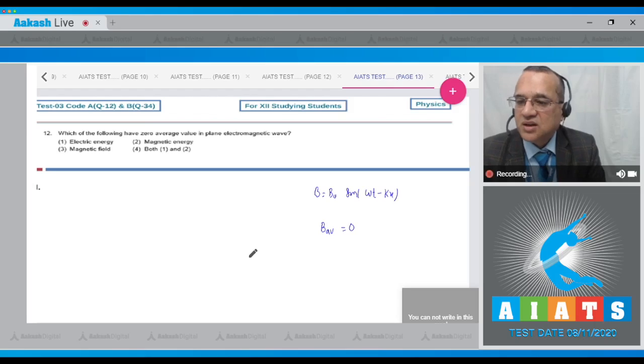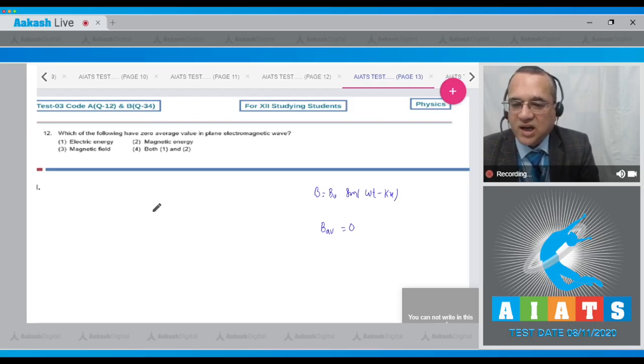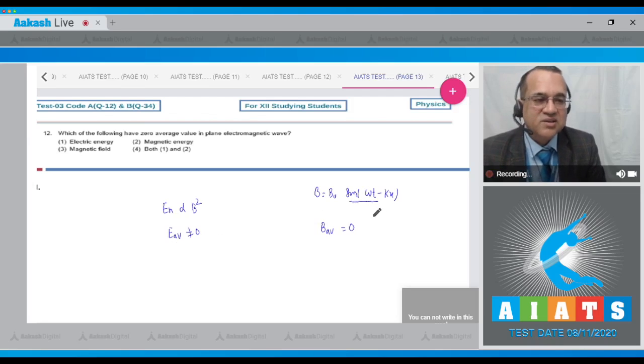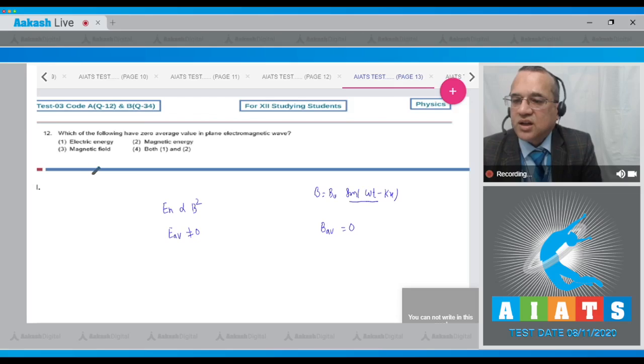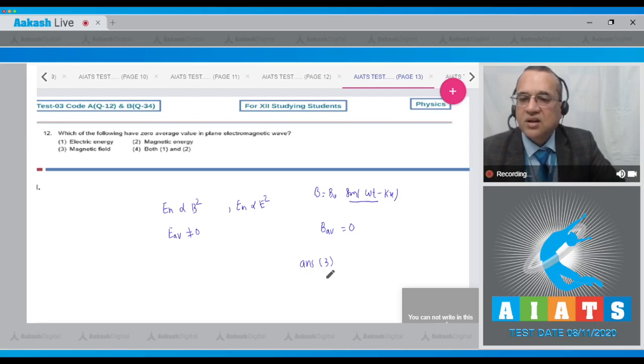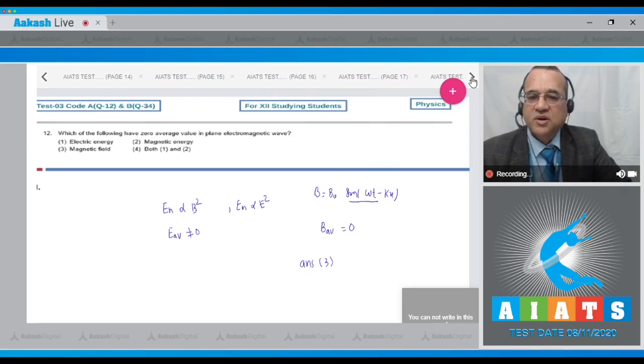So we have one option, third, and let's look at the energy. When you take the energy, you know it is proportional to the square of the magnetic field, then sine square will come, and its average value won't be equal to 0, because the average of sine square omega t gives some value, 1 by 2. Therefore neither electrical energy nor the magnetic energy will be 0. So the only correct option to this is answer number 3. So let's move to the next problem.